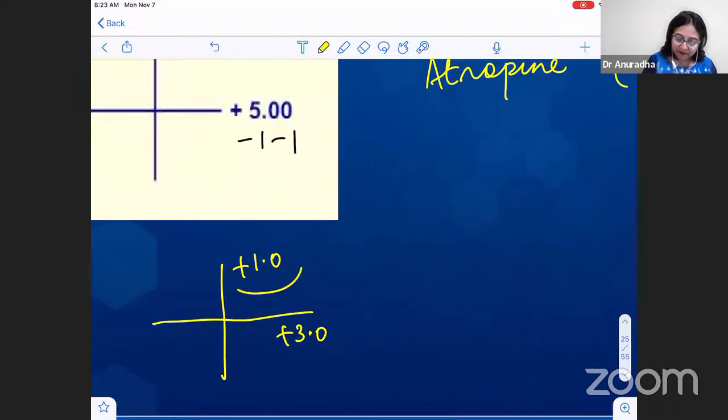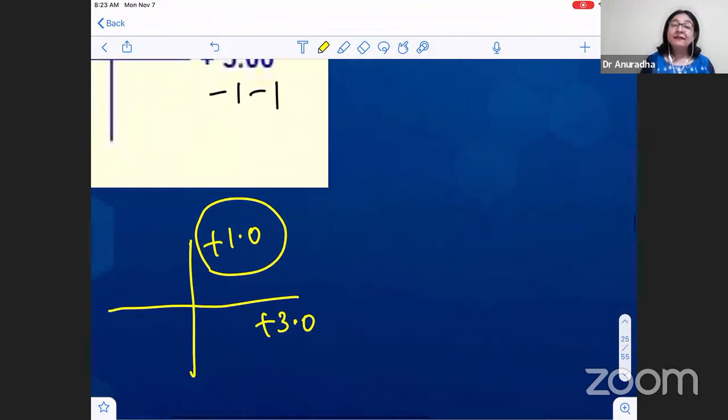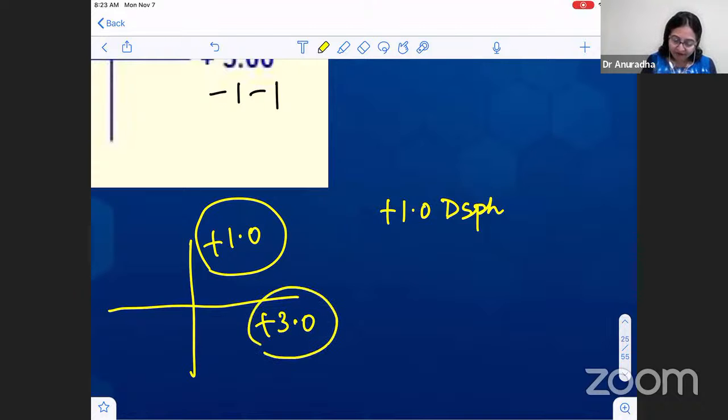Now go for the smaller power as sphere, beta. That is +1 diopter I will give as spherical power. Now when I have given +1 diopter sphere, that will act all along. So what will be the residual left here? +2. +2 residual is needed at 180 degree. So I have to give +2 cylinder.